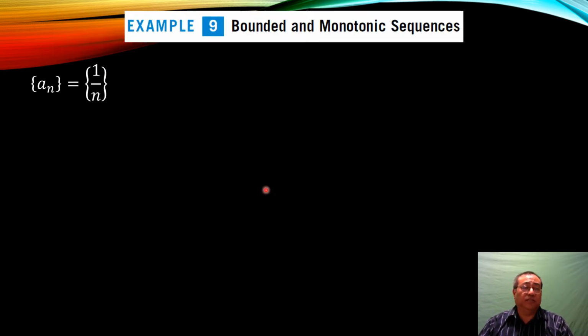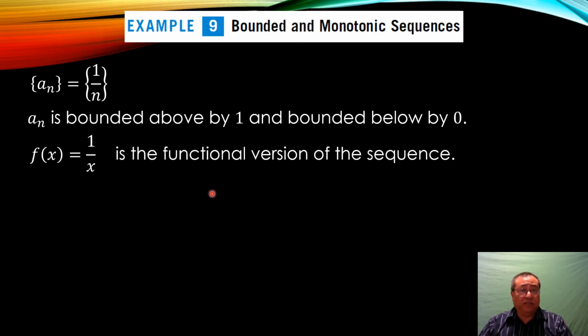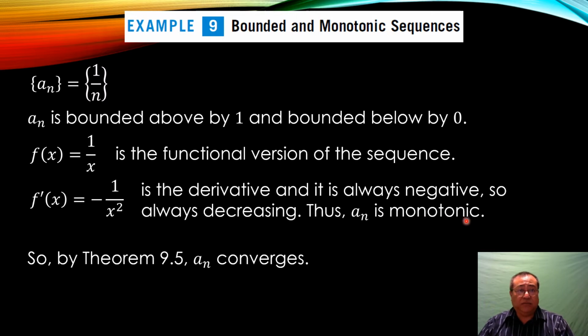All right, let's look at the first example here. Okay, 1 over n is bounded above by 1, right? It doesn't get any higher than 1. And if you take the limit as n goes to infinity, it's bounded below by 0. And if you take the derivative of that, you get negative 1 over x squared. So it's decreasing. It's always decreasing. All right. And so a of n is monotonic. So by theorem 9.5, it converges.